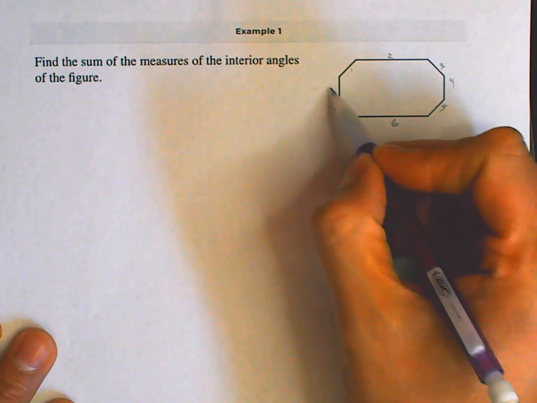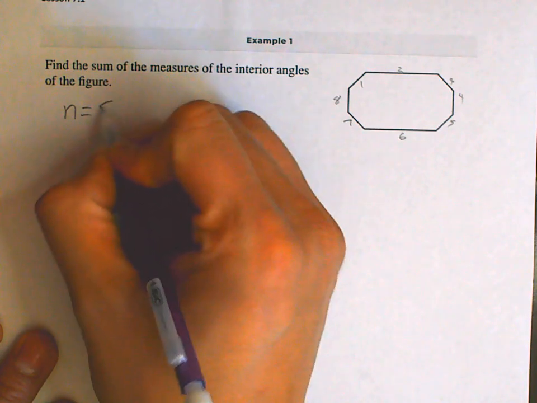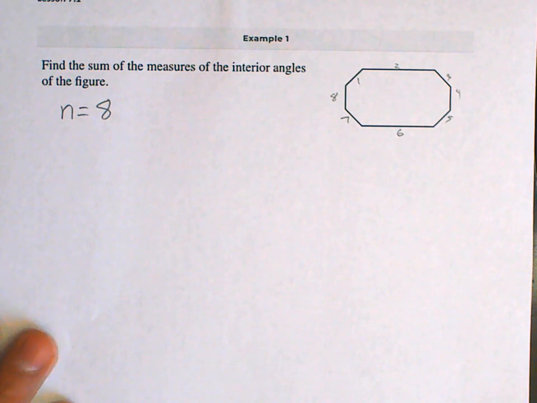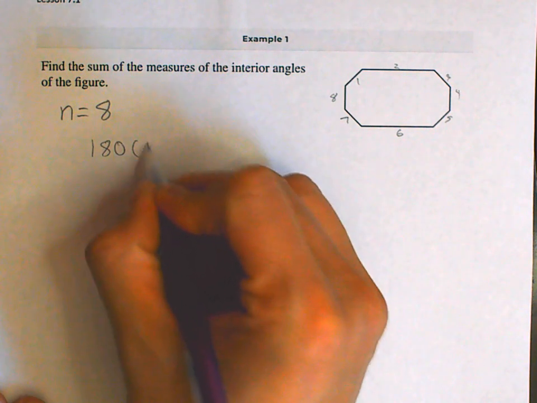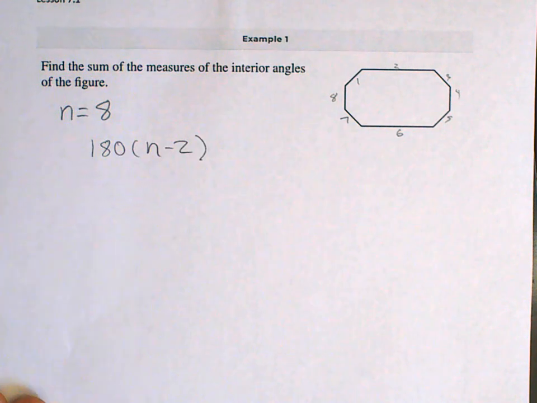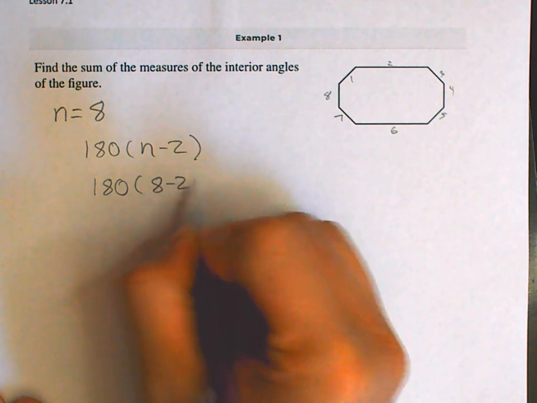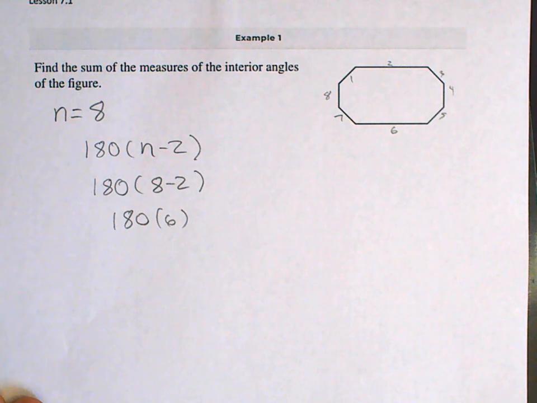6, 7, 8 sides. So I have a total of 8 sides. Now the equation for the sum of the interior angles of a polygon, which is on page 197, the polygon interior angle theorem, is 180 multiplied by n minus 2. N represents 8. So all we need to do is simply substitute the 8, and that's going to give me 180 times 6.